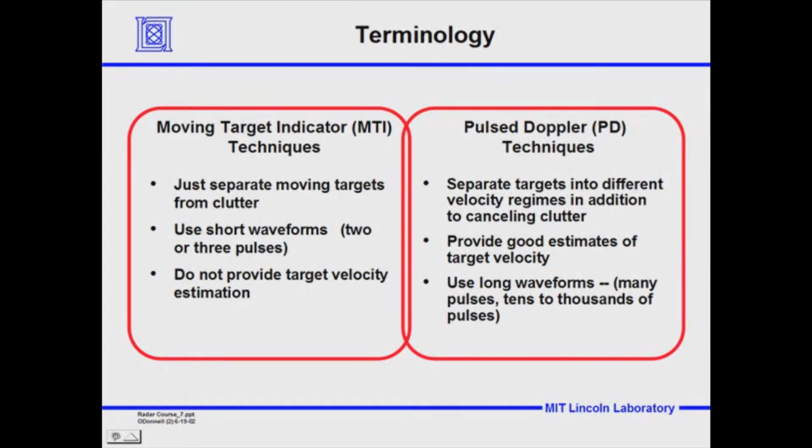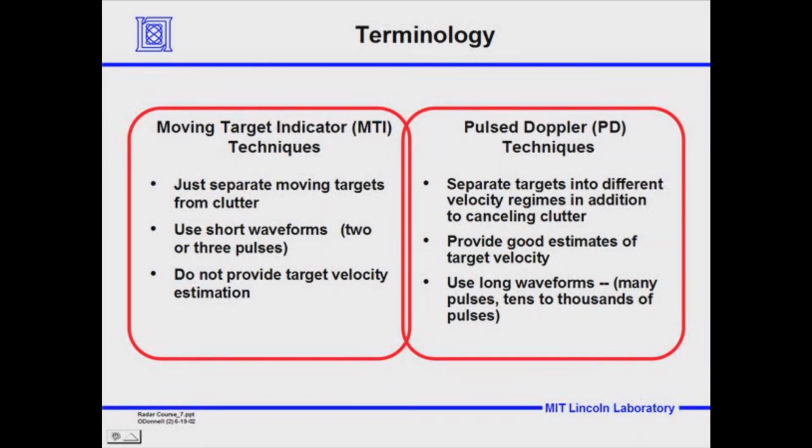Contrasting that, pulse Doppler techniques separate the targets into different Doppler, into different velocity regimes, and the Doppler velocity regimes, Doppler frequency regimes. You're going to see shortly how they're related. In addition to canceling the ground clutter, they tell you how fast the target's going, at least what its radial velocity is. They make a measurement of that along with getting rid of the clutter, suppressing the clutter. And they provide a pretty good estimate of the target's radial velocity. That's the velocity component along the line of sight between the radar and the target.